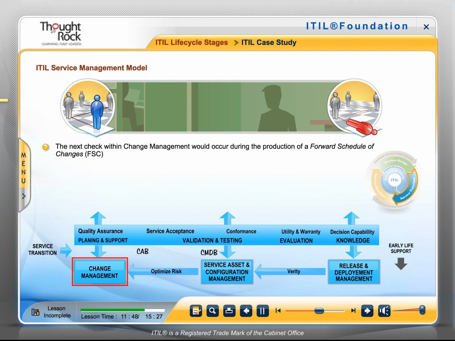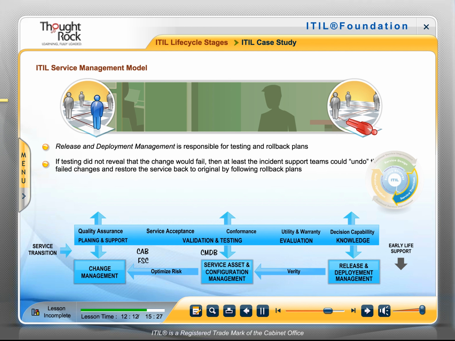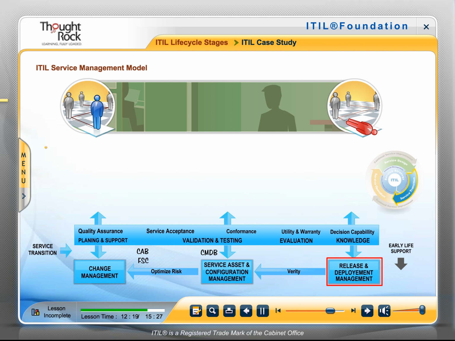Assuming the change was approved, the next check within change management would occur during the production of something called a forward schedule of changes. That schedule would have planned, probably 2 weeks before, all of the things that were going to be changed that Thursday night. Multiple changes on the same night that affect the same IT service would typically not have been allowed, and again, this failed change may not have occurred. Continuing to follow the ITIL framework, release and deployment management would be responsible for testing and rollback plans.